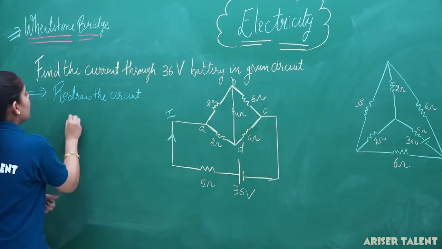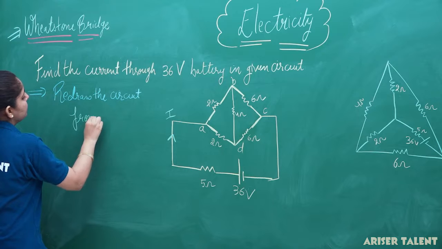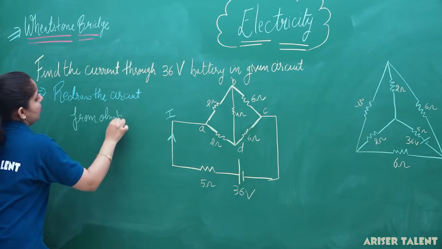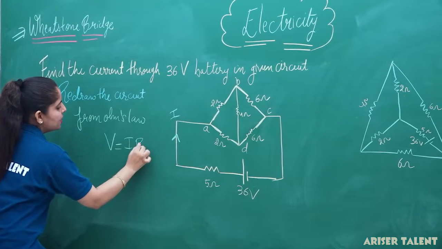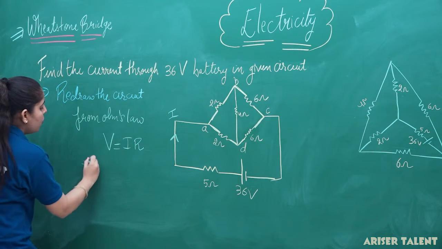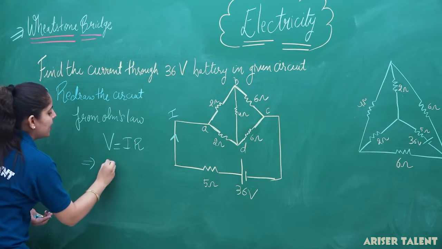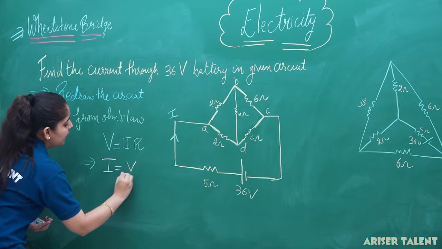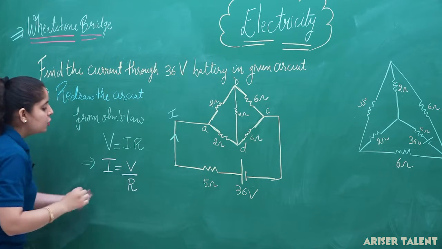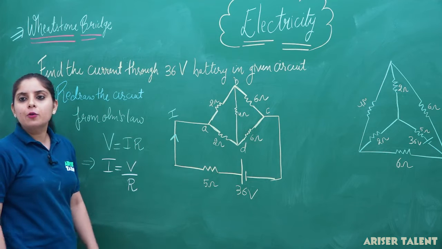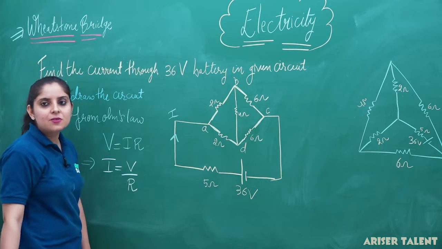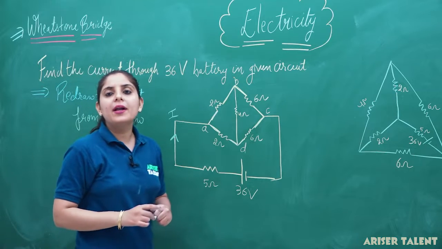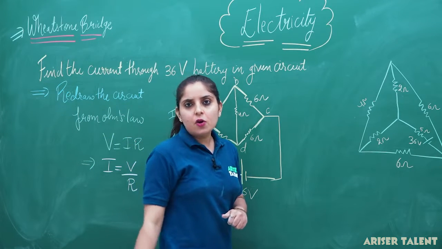Now from Ohm's law, we know that V equal to IR. This is the formula we have. So from this formula, I can write here, if I want to calculate the value of current, I equal to V upon R. So we will use this formula for calculating the value of current in the circuit. Now voltage we have given is 36 volt, but firstly you have to find the equivalent resistance of the circuit.